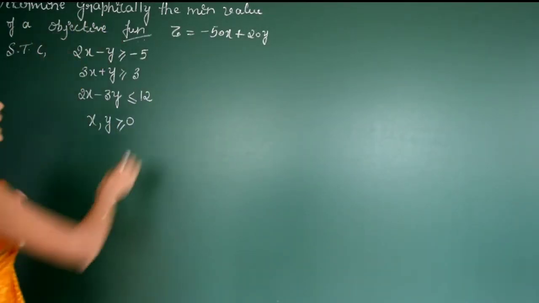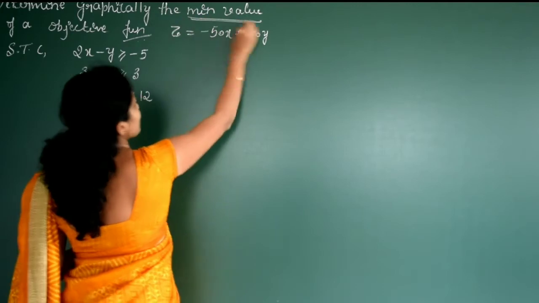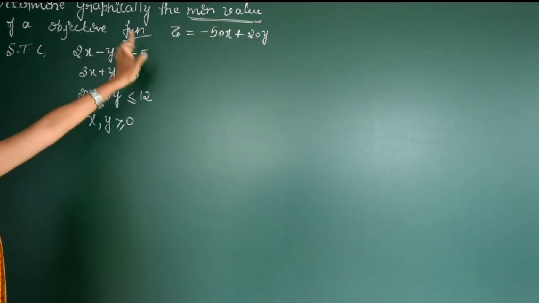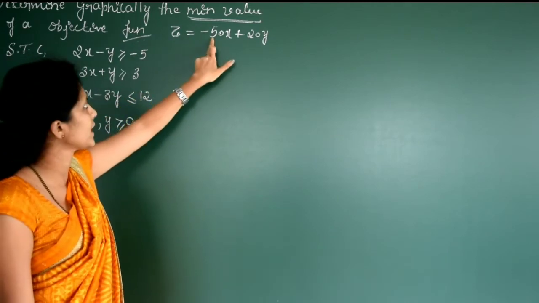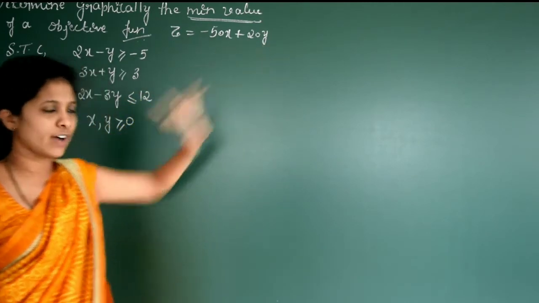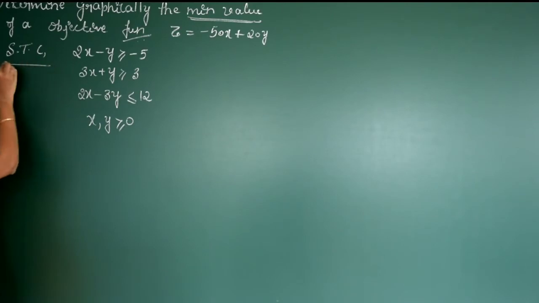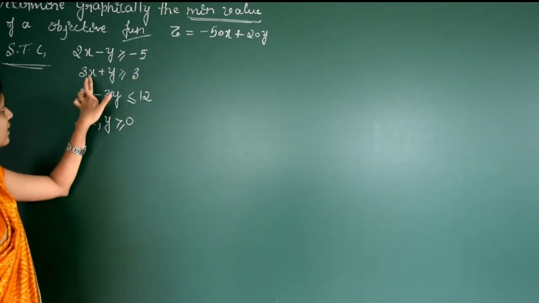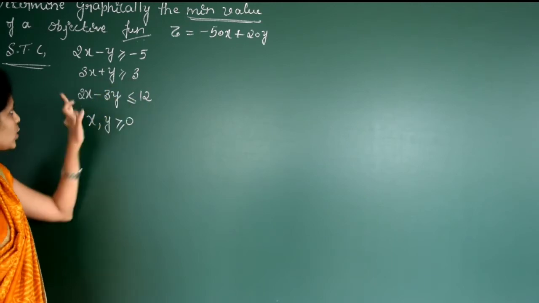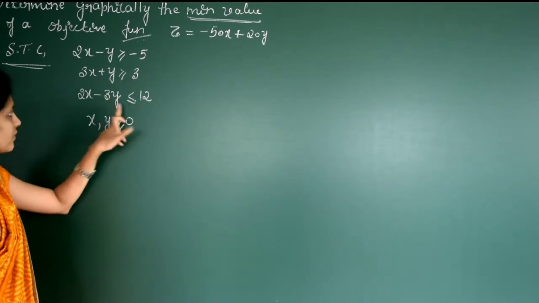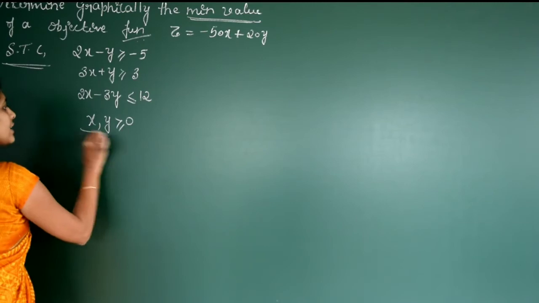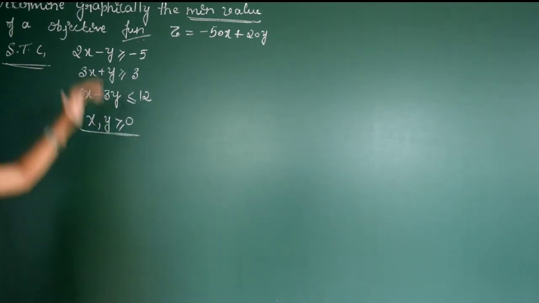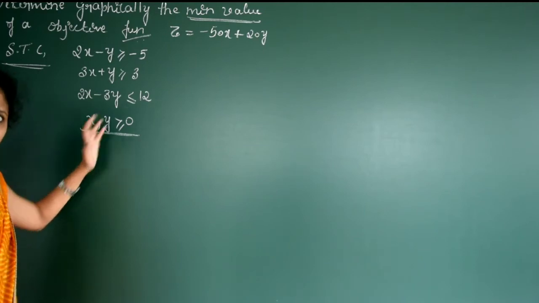Determine graphically the minimum value. You have to find the minimum value of this objective function z equals minus 50x plus 20y, subject to the constraints 2x minus y greater than or equal to minus 5, 3x plus y greater than or equal to 3, 2x minus 3y less than or equal to 12, and the values of x and y greater than or equal to 0. Right? The equations are already given, so we can directly solve this.